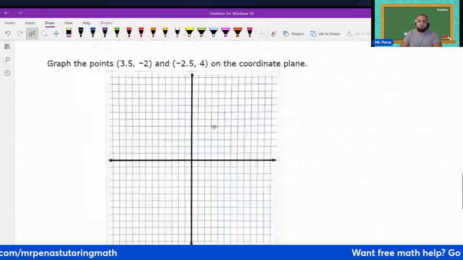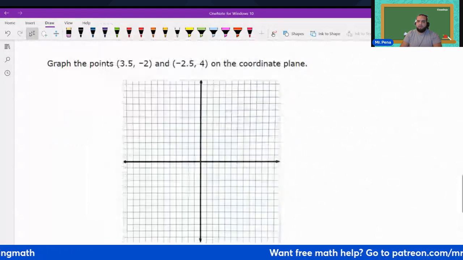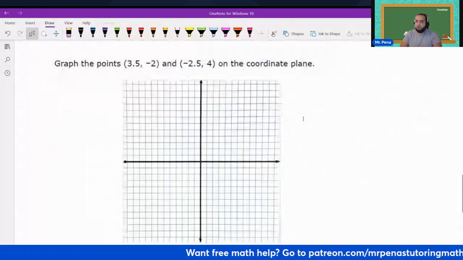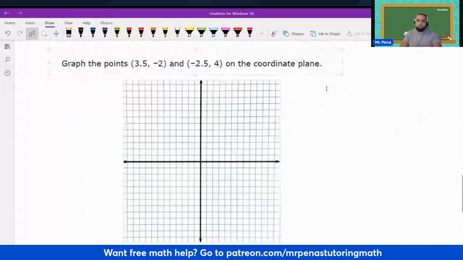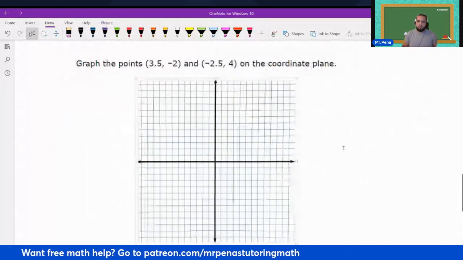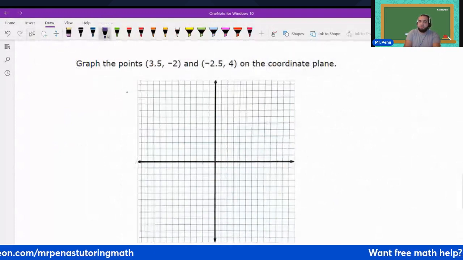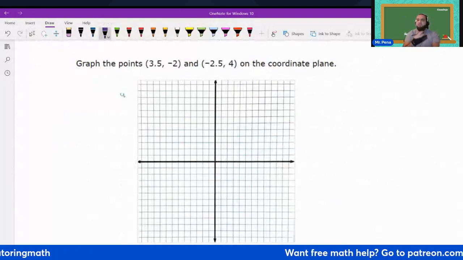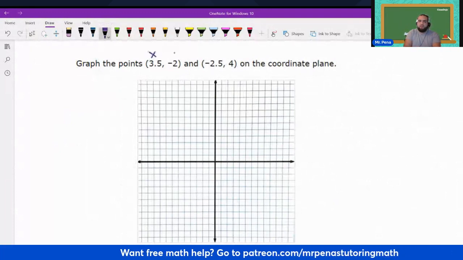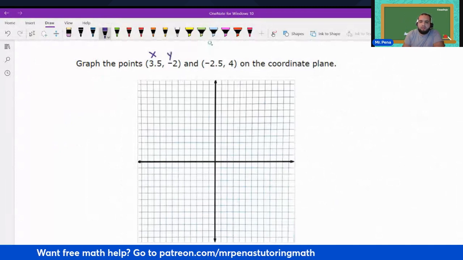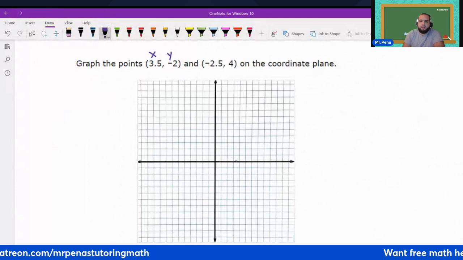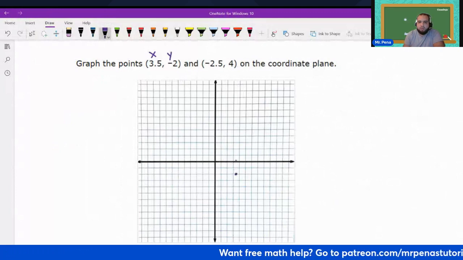3.5, negative 2, negative 2.5, and 4. So what are we doing? We have 0.1 and 0.2. So when we have 2 points, it's basically going to be a line. So we have our x and our y axis. Let's just go to 3 and then half, which is going to be right there, and then negative 2, which is right here. No big deal.